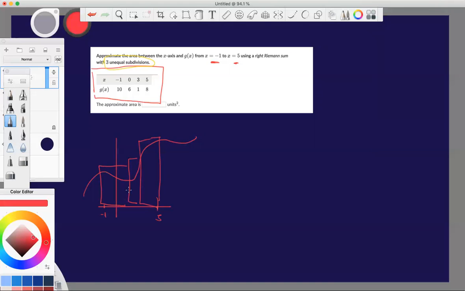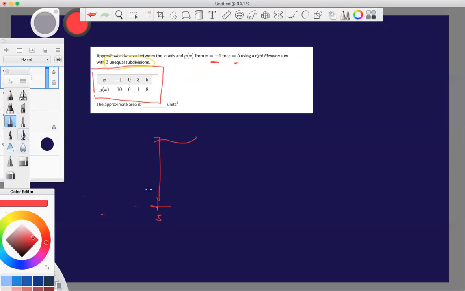What that means is your rectangles are not equal. It's very, very different from what we had earlier, where all rectangles are equal. In this case, we do have different widths of our rectangle. So how would we be able to compensate with this one right here?